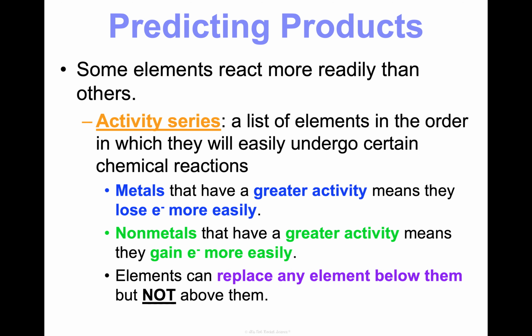And what we see when we look at the activity series is that it goes in order of most active to least active. So an element can replace anything below it because it's more active than any of the things below it, but it cannot replace anything above it. This is useful, practically speaking, because you can look at a single replacement reaction and identify whether or not the reaction would occur, because the element on its own has to be more active than what it's replacing in the compound in order for the reaction to occur.